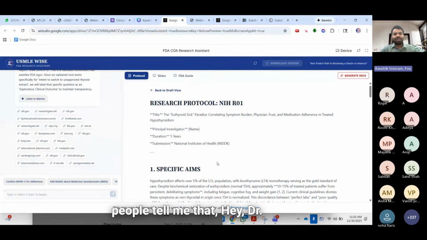Most people tell me that, hey, Dr. Kaushik, I have another issue, right? My physician is not interested in doing research. What can I do? I will tell you a simple answer. You go to them and tell them that, hey, I have this protocol, right? I'm very interested in this. Now, here is what I need your help with.